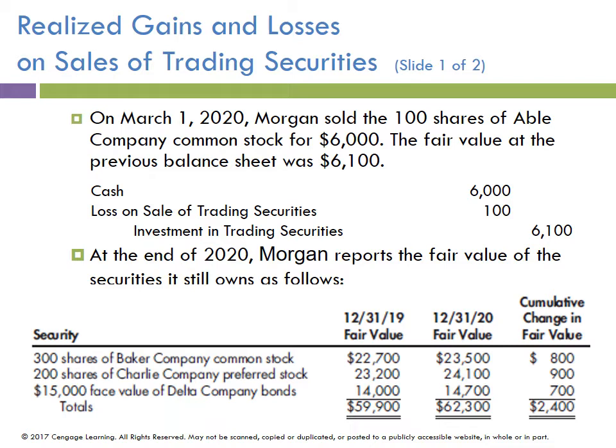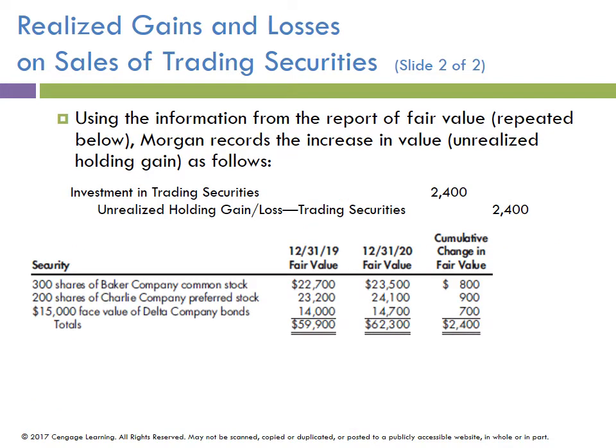The fair value at 12/31/19 should be the current balance in the trading securities investment T account. We needed to have a $2,400 adjustment. So we would debit the investment in trading securities and credit unrealized holding gain or loss for that $2,400 difference. And then the new balance would be the fair value as of 12/31/2020.